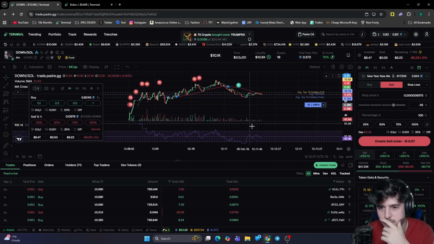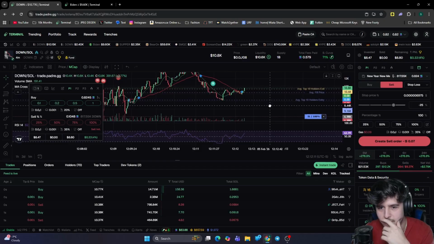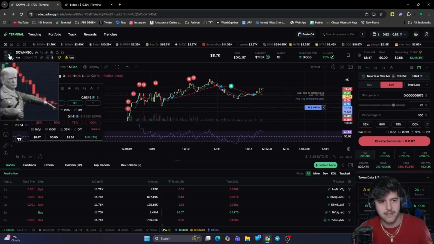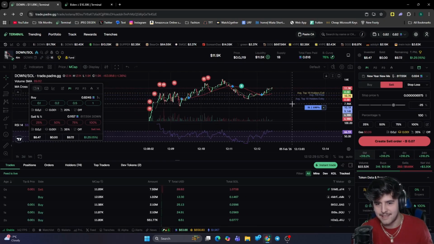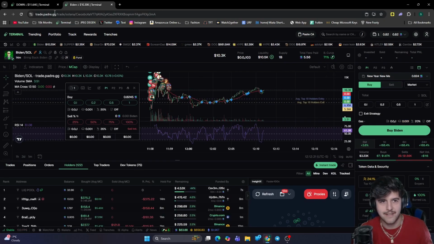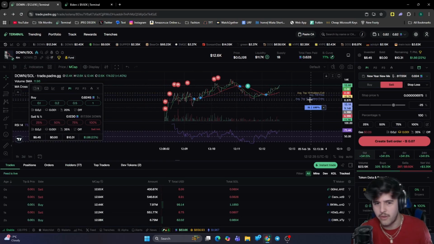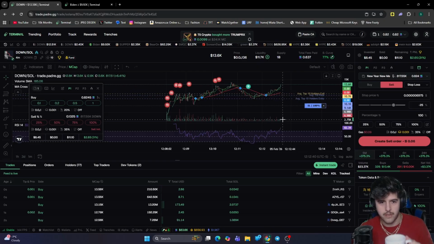Decent volume on this coin. Hopefully it pans out for us. Volume's looking pretty good. Like I said, this narrative is kind of perfect for what's going on today and the panic and what's going on in the market. I still have this Biden coin open, and it's still kind of holding up nicely. The volume is a lot slower than the one that we're in right now. But this is looking pretty good.